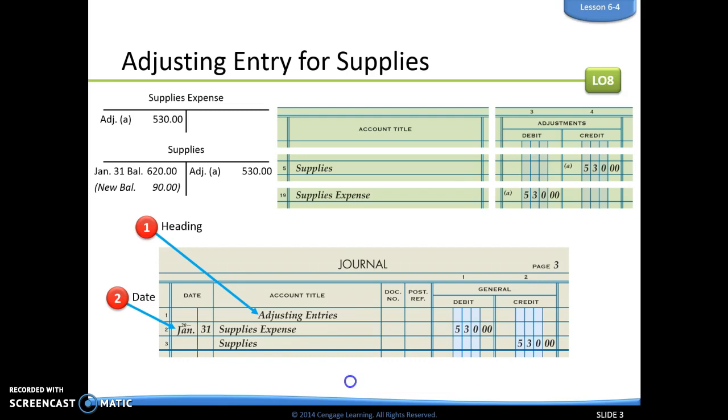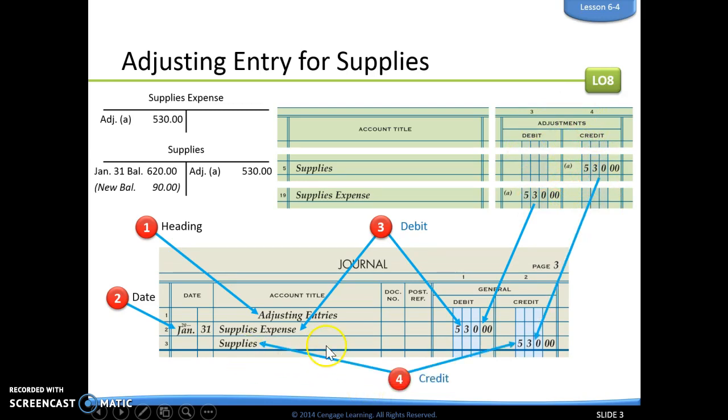We start with our date. We then put in our debit. We're getting that information from our worksheet. So we have a debit to supplies expense for $530, and then we have a credit to supplies for $530.